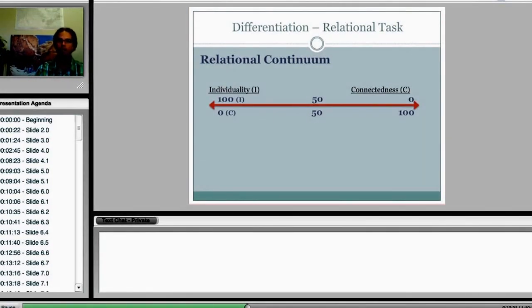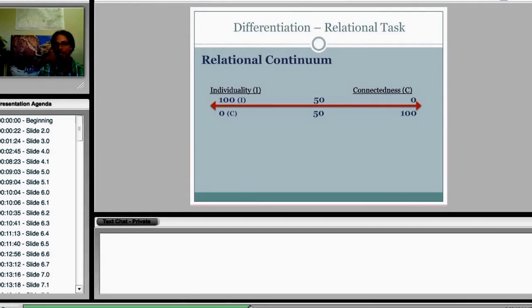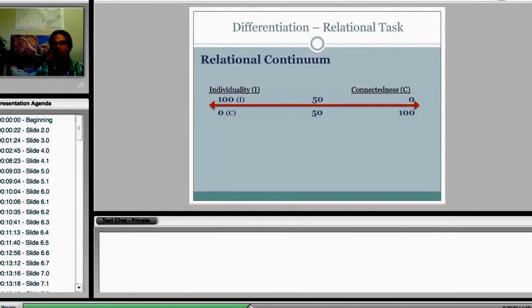So on this slide is a relational continuum. This is how we relate to other folks. You'll notice that on one side we have individuality. Another word for that is autonomy. Adolescents often confuse this with independence. They're not the same thing. Individuality and autonomy taken to the extreme is really narcissism or being cut off in a relationship. It's all about that one person, and so that's not healthy.